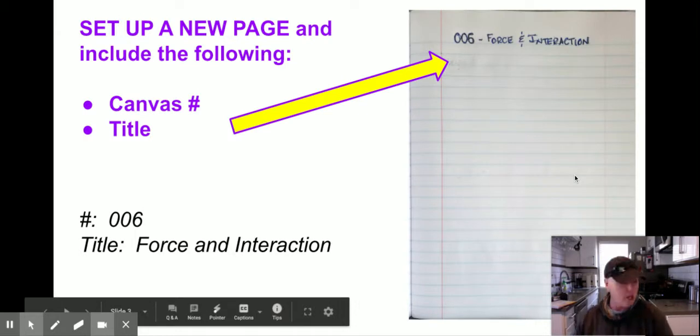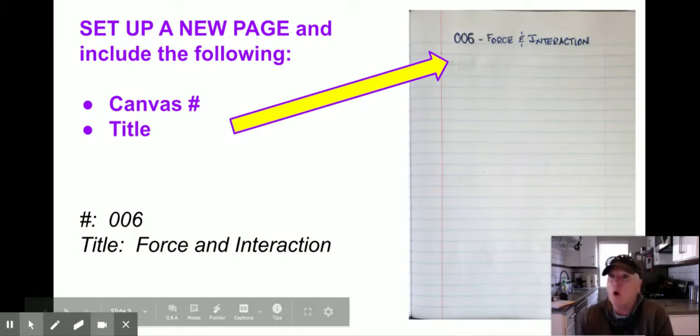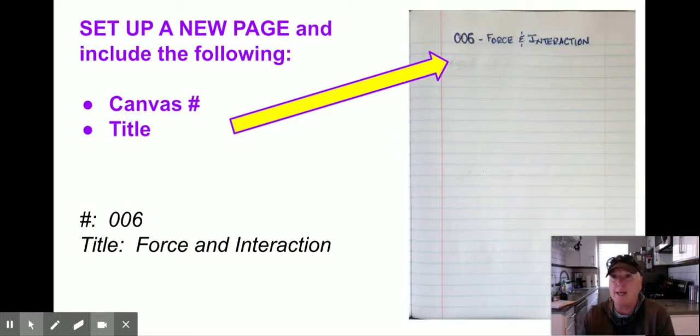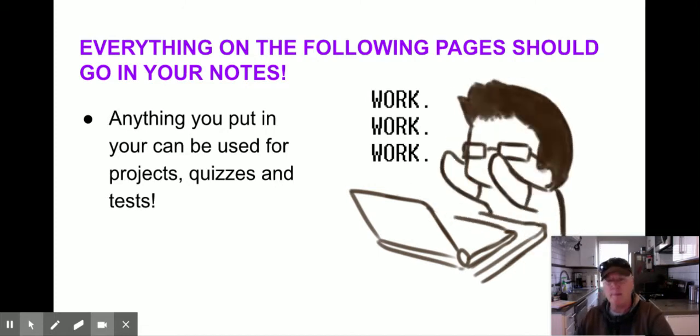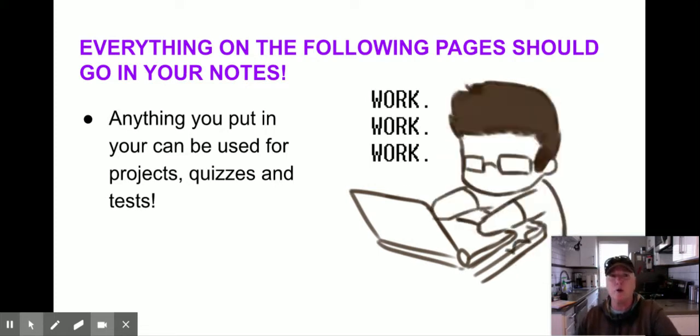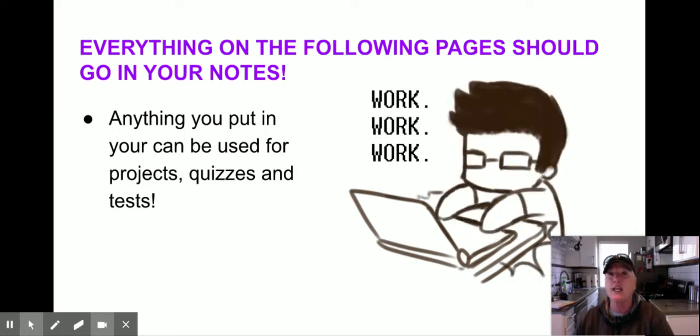First, grab a piece of paper or your composition notebook, go to the next available page, and on assignments, you always want to include the Canvas number and the title. This particular assignment is 006, Force and Interaction, and that little weird symbol is a symbol for force. Everything on the following pages, you're doing the Edpuzzle, answering the questions, but you're also putting everything in your notes.